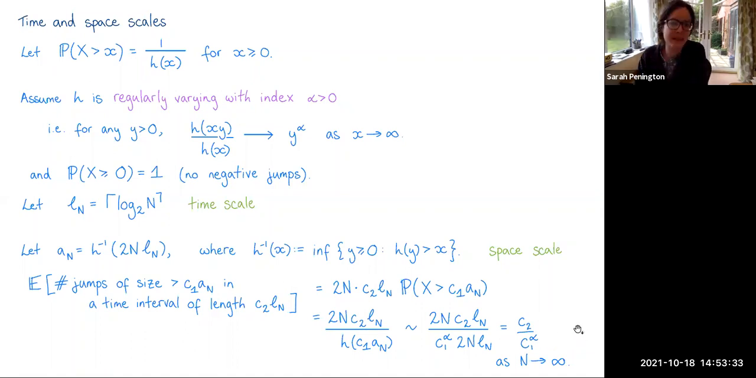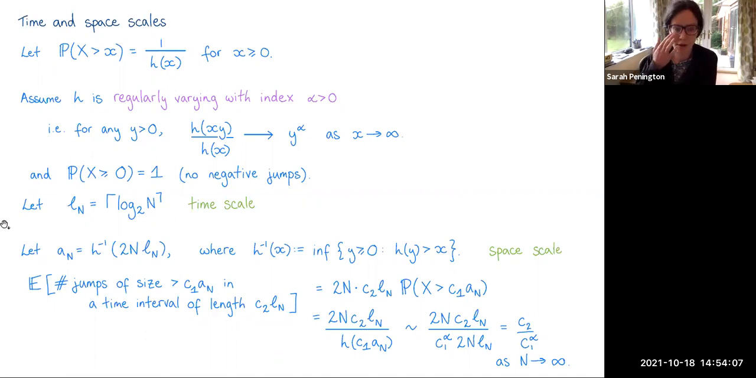So in particular, this is finite and positive. So we're saying that the expected number of jumps that you'll see that are of size order a_n during a time interval of length order l_n is a positive constant. So this suggests that this space scale is the space scale at which you see the largest jumps happening during this time scale. And it turns out to be the right space scale for looking at the process.